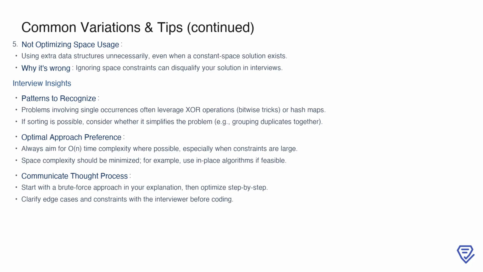Shifting to some interview-specific insights, it helps to recognize common patterns in problems like this. For instance, single occurrence problems often utilize XOR operations or hash maps. If the input can be sorted, consider whether sorting simplifies the problem by grouping duplicates together. In terms of approach, interviewers typically prefer O(n) solutions when constraints are large, so aim for linear time complexity whenever possible. Additionally, minimizing space complexity is crucial if you can solve the problem in place. That's often the preferred method.